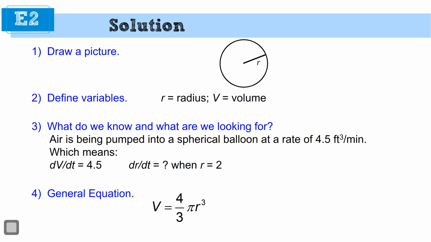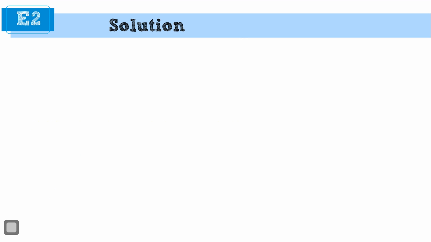What's the derivative of 4/3 pi r cubed? 4 pi r squared. What is that? Yeah, it's the surface area. So strangely enough, the derivative of the volume of a sphere is the surface area of that sphere. Ooh, that's cool.